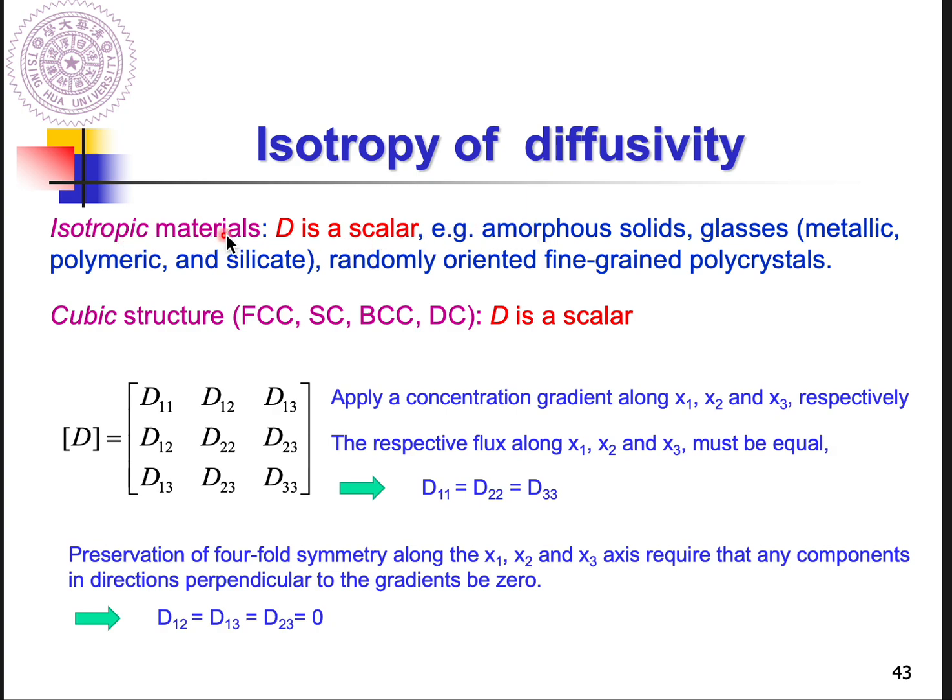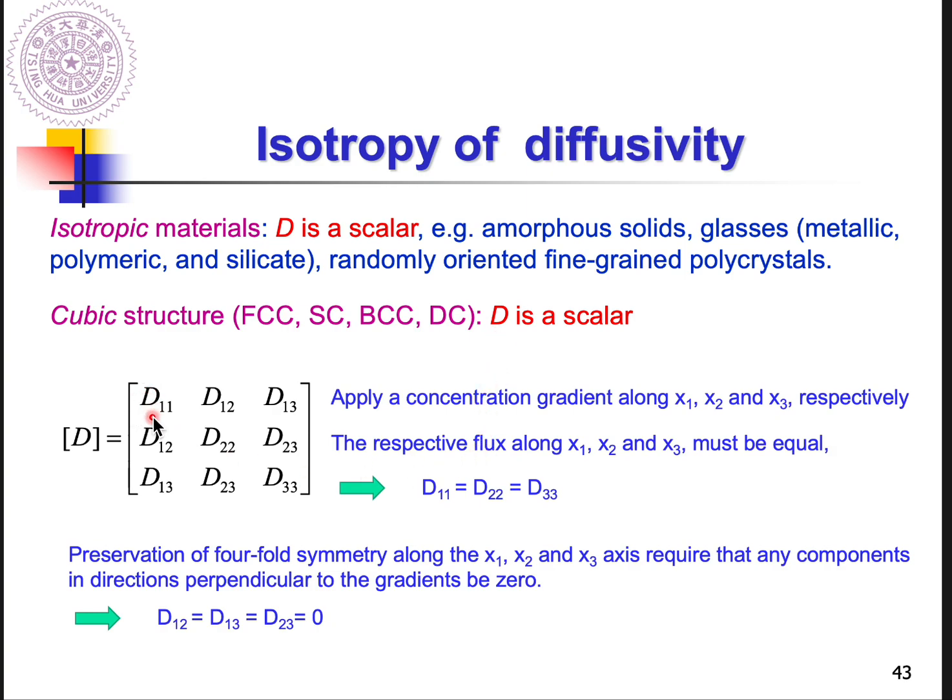And isotropic materials include amorphous solids, glasses, and randomly oriented fine-grained polycrystals. And for example, the cubic structures include FCC, simple cubic, body-centered cubic, and diamond cubic. So for these 4 crystal structures, we can use the scalar D to represent it.